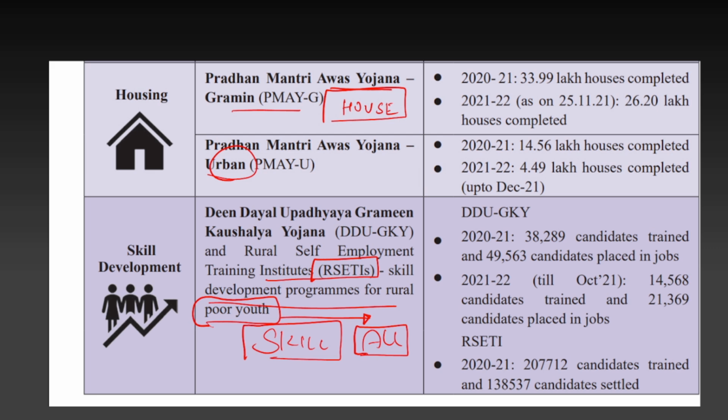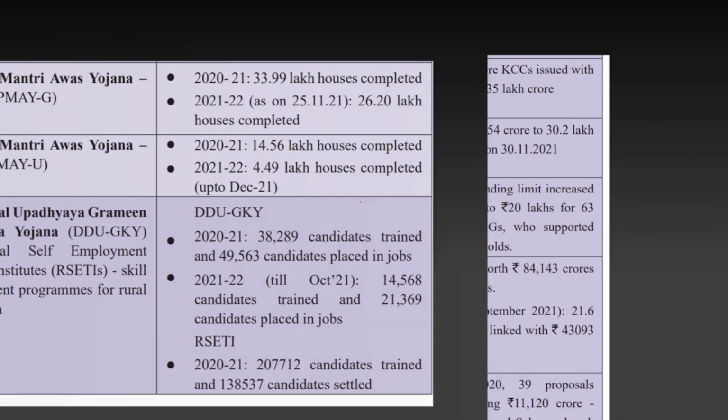And Kaushal. See, Kaushal Gramin is rural. So this is rural. Kaushal is skill. So that is the point.